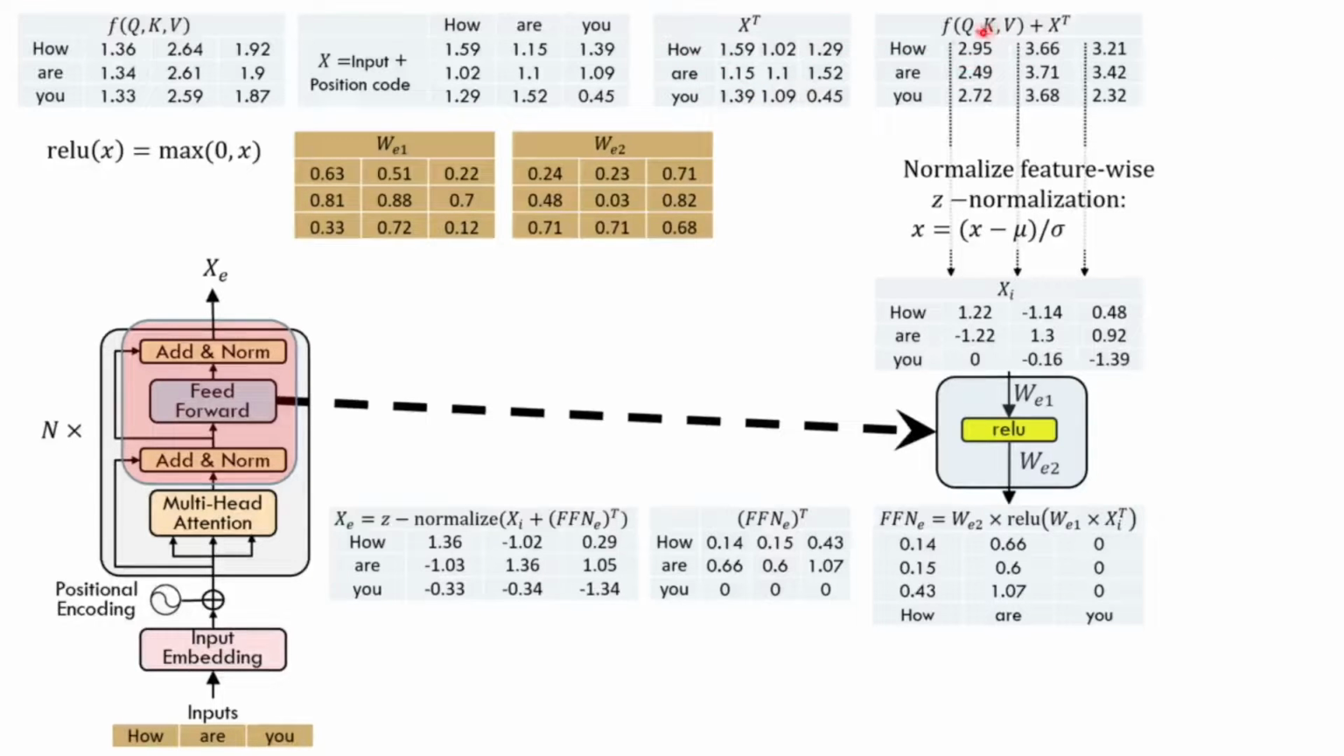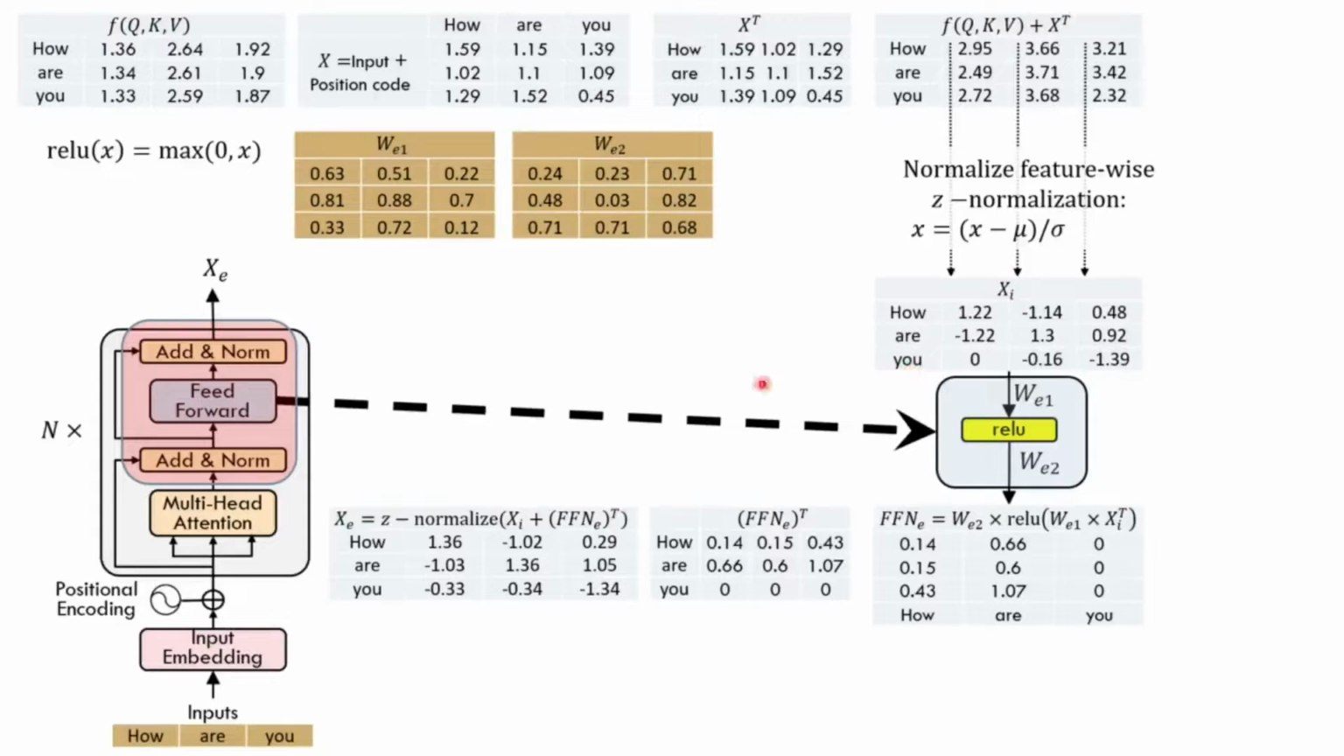So we add this to this, and then we do normalization, which is feature-wise Z normalization, which is X minus the mean, divided by the standard deviation. This gives zero mean and puts the variance to unit variance. That is this part, and the output of this part is this.